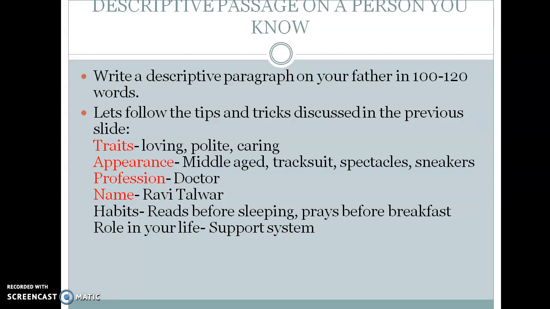Now, let's follow the traits. Let's write a paragraph on your father following the tips and tricks I told you. Traits: loving, polite, caring, these are the qualities. Appearance: middle-aged, tracksuit, spectacles, sneakers. Profession: doctor. Name: Ravi Talwar. Habits: reads before sleeping, prays before breakfast. Role in your life: support system.